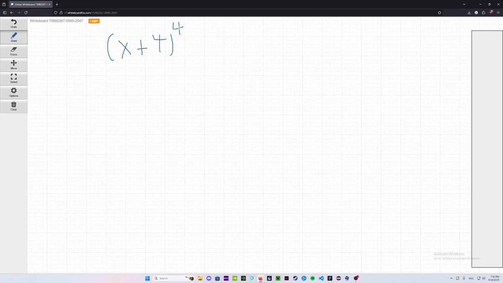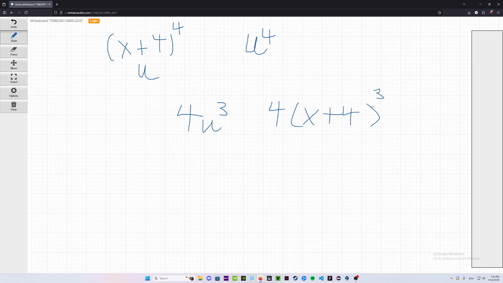So what you're going to do is get the derivative of the outside. You're going to treat this as a whole as just one thing. So we'll make this u. So it's like you have u to the 4. Well, you just use power rule on u to the 4, and you get 4u cubed. So it's the same thing here. You're going to have 4(x + 4) to the power of 3.